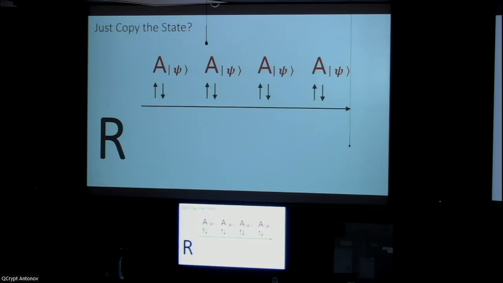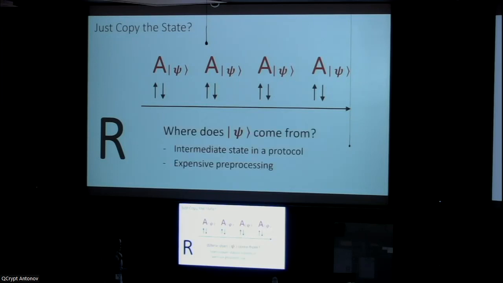Exactly, because the reduction will not be able to distinguish whether it's talking to a classical adversary or a quantum adversary. It'll just get answers, and all of them will be valid, all of them will be good, and it'll succeed. Okay, so why aren't we satisfied? Well, how do we copy the state psi? Where did it come from? We don't know. This state psi may come from, let's say, an intermediate state in some protocol.